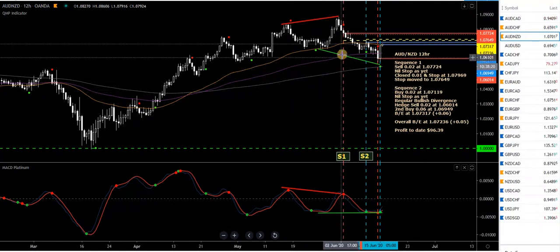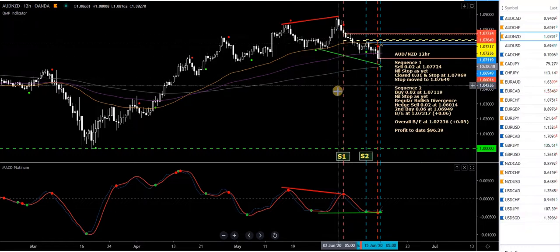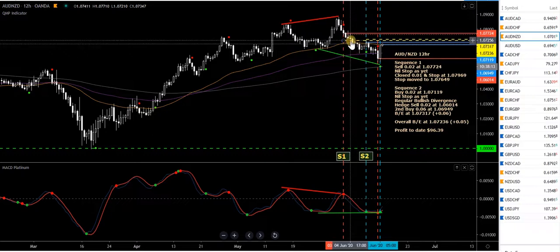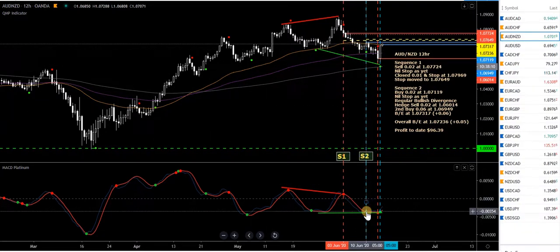All right, so here we have a sell. So sequence 1, this is the Oz New Zealand. It's got a stop in place, that red dotted line, so that's all good. Then I've commenced a new sequence, a buy sequence.